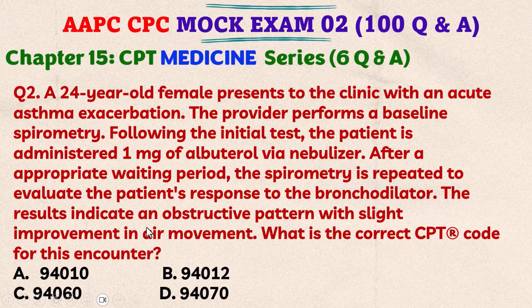What is the correct CPT code for this encounter? So there are 4 answers available. Take your CPT code book and find the answer. So here you have to highlight patient admitted with the acute asthma exacerbation and baseline spirometry performed and nebulizer administered with the albuterol. Again, the spirometry is repeated to evaluate the patient response to bronchodilator. So, look at the answers. All answers are adjacent codes, so you can use the elimination method for the exam purpose.